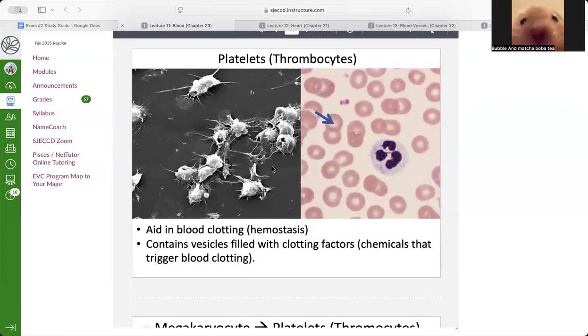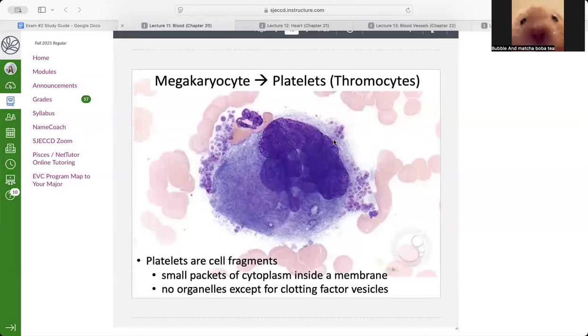Platelets. Platelets are those little cells that aid in blood clotting, coagulation. What they do is stop bleeding. They are tiny, flattened, disc-shaped cells, and they start off as megakaryocytes, which then break up into fragments.